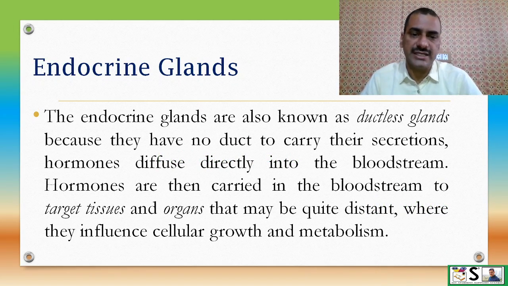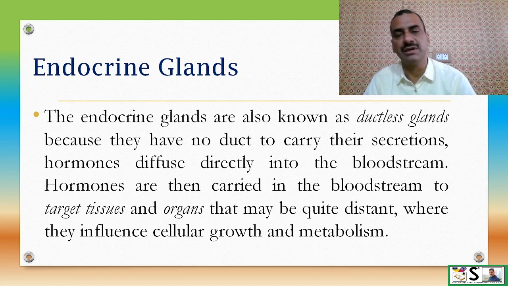The endocrine glands are also known as ductless glands because they have no ducts to carry their secretions. Hormones diffuse directly into the bloodstream. Hormones are then carried in the bloodstream to the target tissues or organs that may be quite distant from the gland, where they influence cellular growth and metabolism.